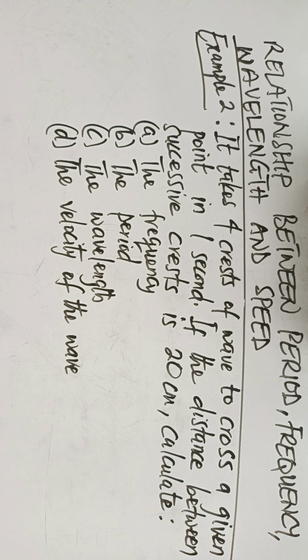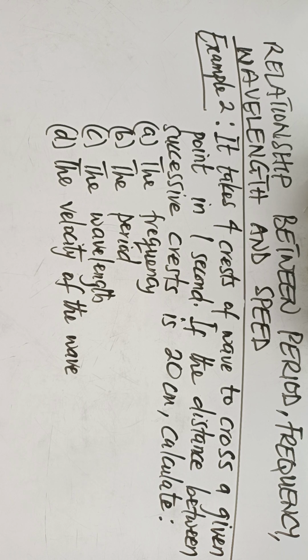Again, let us consider the second example. It takes 4 crests of a wave to cross a given point in 1 second. If the distance between successive crests is 20 centimeters, calculate A, the frequency, B, the period, C, the wavelength, and D, the velocity of the wave. Now let's see how to go about the solution to this particular example.